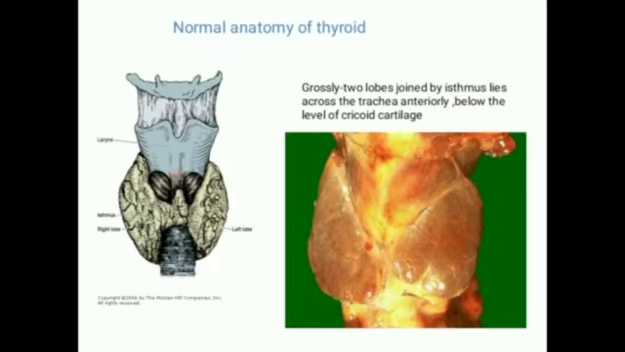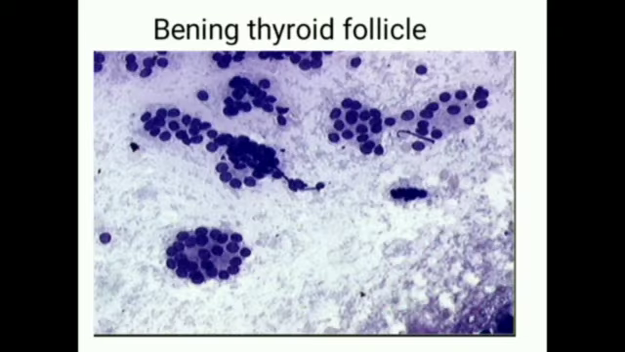Now what is the normal anatomy of the thyroid? So it lies anteriorly, where here you can see the larynx and the trachea. Anterior to that there is a lobe which is butterfly shaped, that is the thyroid gland, below the level of the cricoid cartilage. Here you can see the picture, right? Now if you see the FNAC, that is fine needle aspiration cytology.